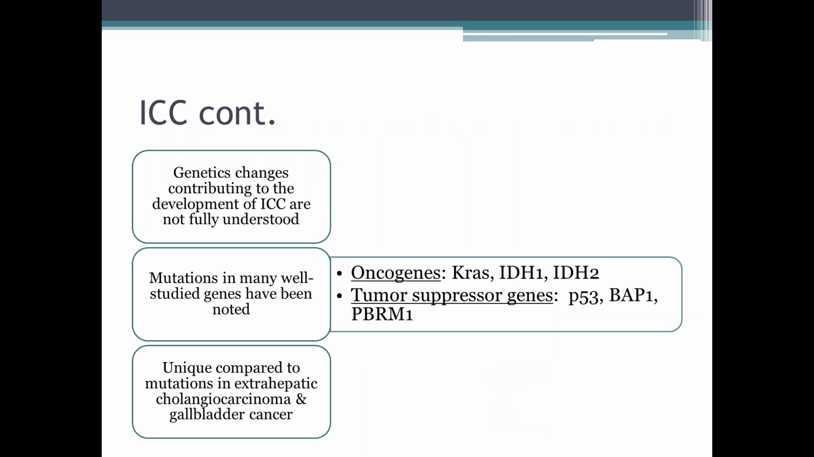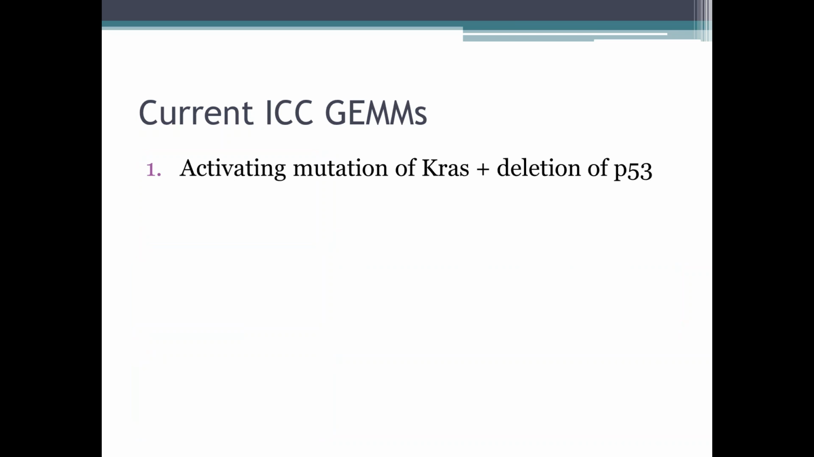So this is the figure that I showed before, talking about the mutations that we have discovered in ICC. The mouse models that currently exist for ICC have focused on these mutations, and we'll talk briefly about those. The first mouse model that currently exists has an activating mutation in KRAS and a deletion of p53. So very, very similar to the KPC mouse, except that in this case, these mutations are targeted to the liver cells and not to the pancreas.